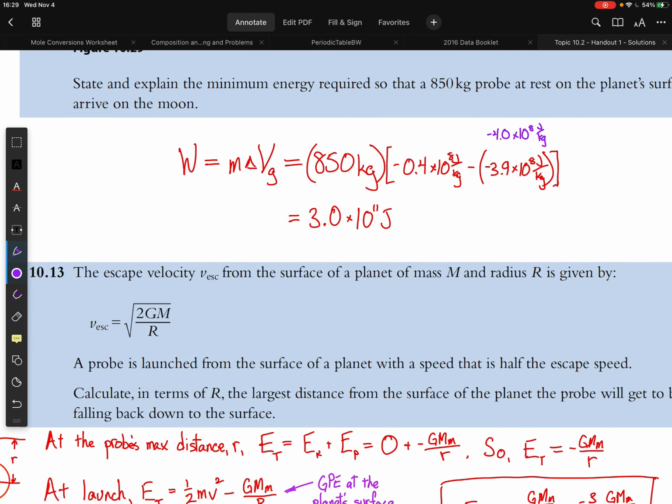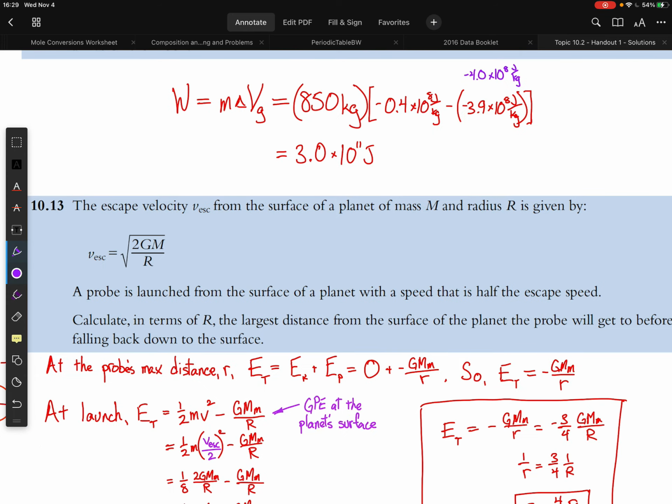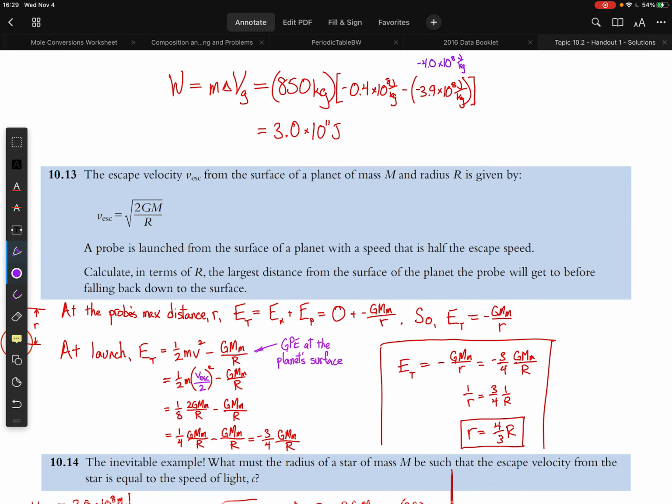So in any case though, once you do the math in your calculator or in your head, what you will find is that you have 3.0 times 10 to the 11 joules for your work.